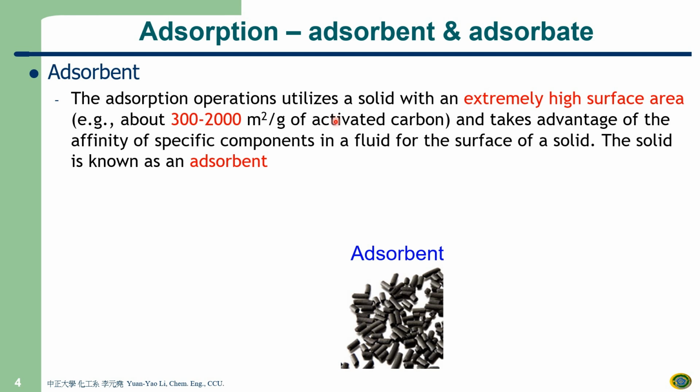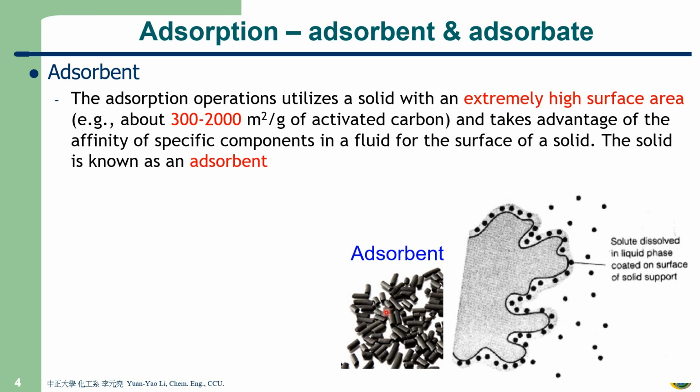Activated carbon has a lot of surface area, taking advantage of the affinity of specific components in the fluid for the surface of the solid. The solid is known as an adsorbent. If you enlarge the surface of this kind of adsorbent, you will see a lot of pores, so the surface is not flat. So you can have a lot of surface area, and the molecules will be adsorbed on the surface. So you can adsorb a lot of molecules in the gas phase or in the liquid phase.